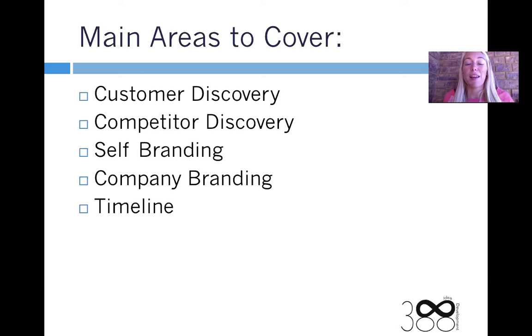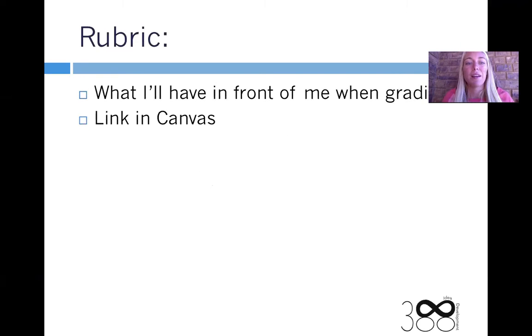What you got from the customer discovery segment this semester and the competitor discovery segment. So your interview strategy, who you interviewed, how you got those interviews, key takeaways, what you did to build your product or business idea from those. Also your self-branding and company branding. We had a section on those. What you learned from them, what you did with them, some key points from them. And then finally the timeline, which I'm going to discuss here in a second. It's the last assignment, one of the last assignments for the semester, but I want you to include some points from that as well. So I'll have the rubric in front of me when I'm grading.